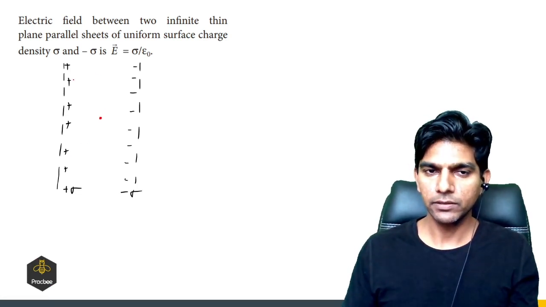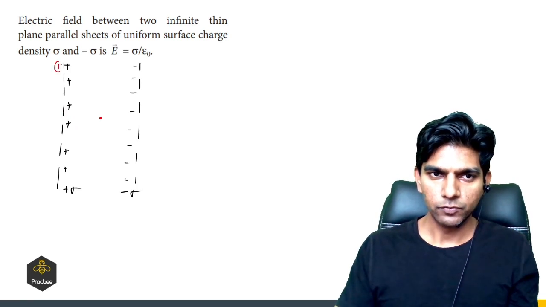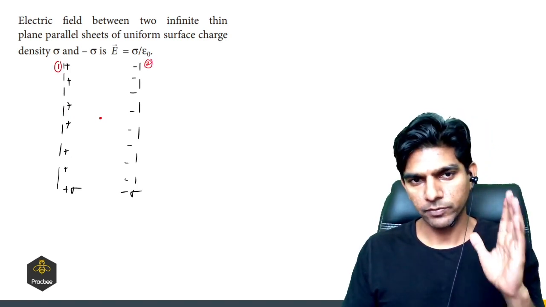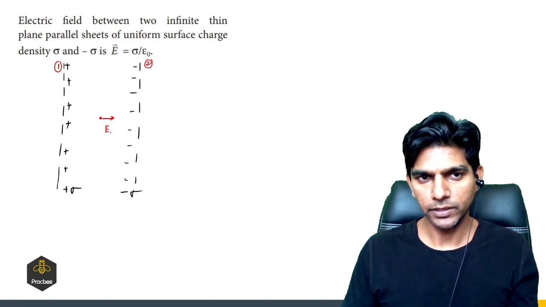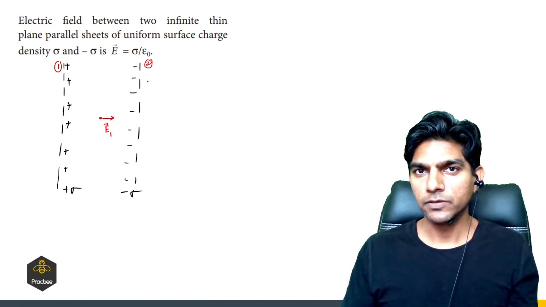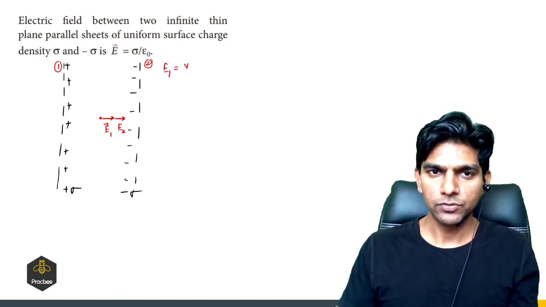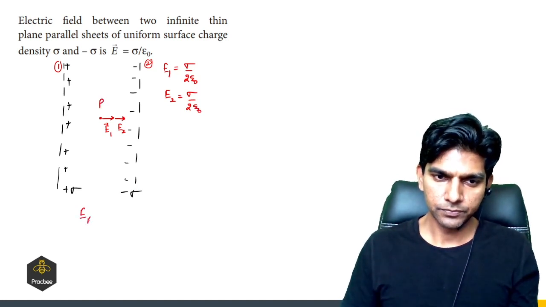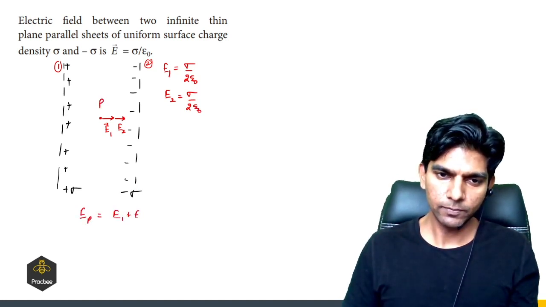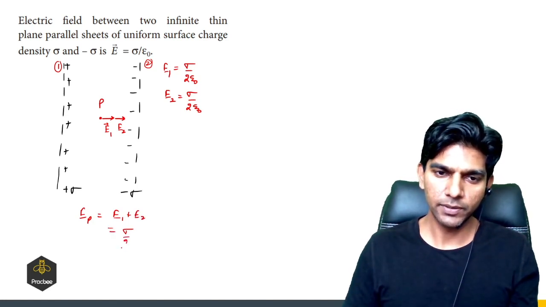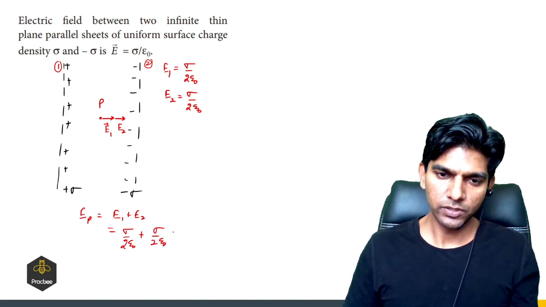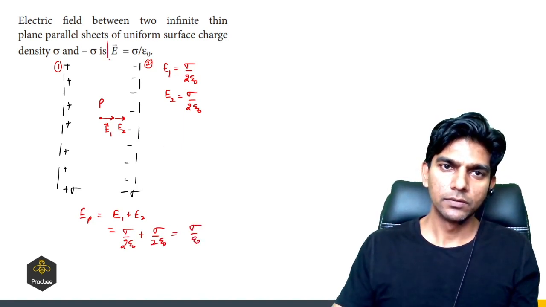So if I consider a point between these two sheets, if this is 1 and this is 2, the electric field by the first surface will be in the right direction, that will be E1, let us say. And the electric field by the second surface, since the second surface has a negative charge, will be towards the negative charge. So this is E2. E1 has magnitude sigma by 2 epsilon naught, and similarly E2 has the same magnitude sigma by 2 epsilon naught. So the net field at this point P will be the sum of these two, E1 plus E2, because both are pointing in the same direction. So this comes out to be sigma by 2 epsilon naught plus sigma by 2 epsilon naught, which becomes sigma by epsilon naught, right? Hence proved.